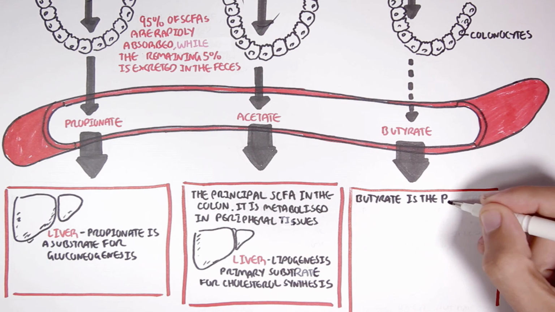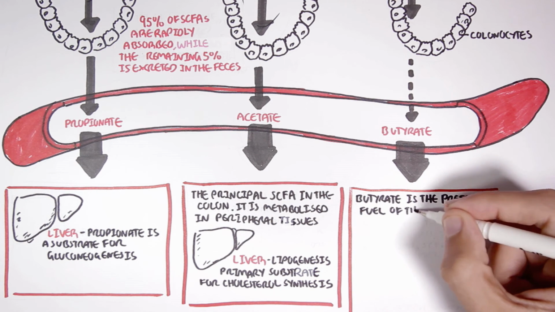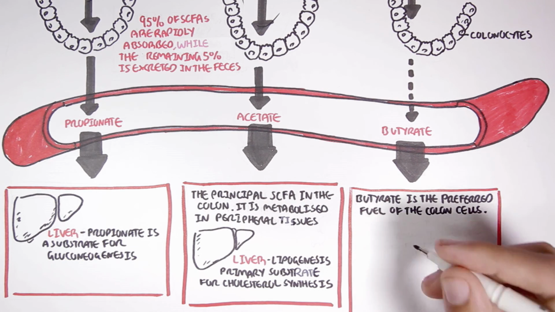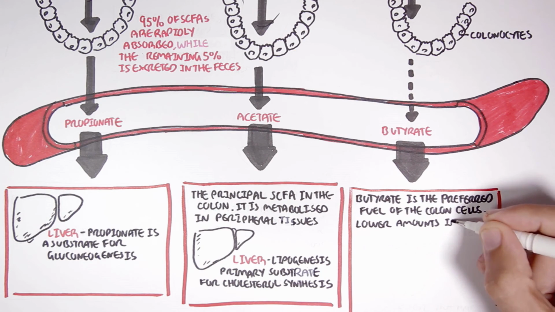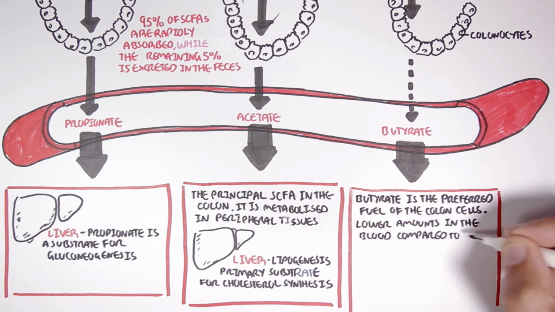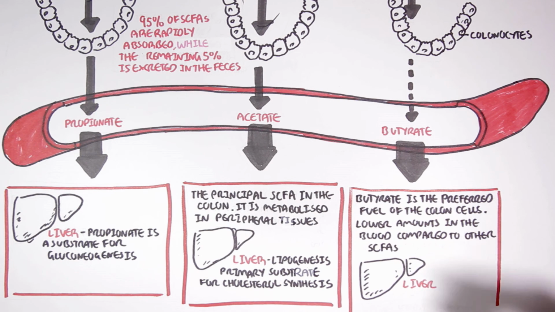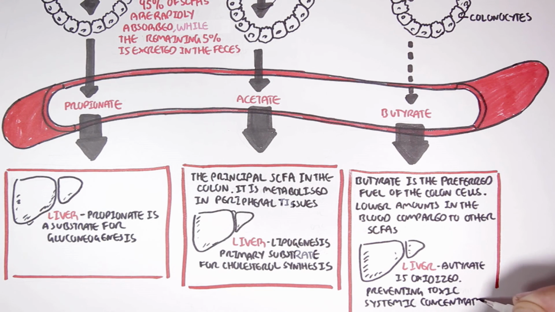Butyrate is the preferred fuel for colon cells. About 75% of energy for colon cells comes from butyrate. And because of this, there are lower amounts of butyrate in the blood compared to the other short-chain fatty acids. In the liver, butyrate is oxidized, preventing toxic systemic concentrations.